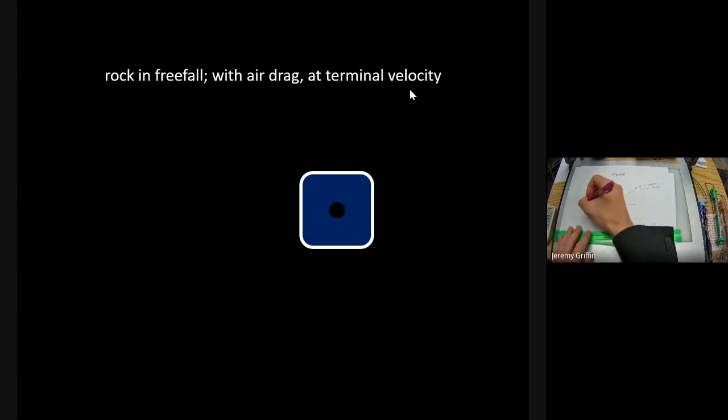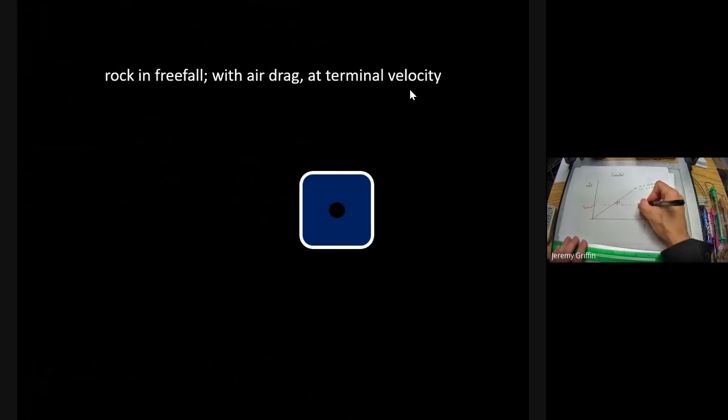I'm going to call this V terminal. That's a terminal velocity. Let me write that a bit bigger. This is called terminal velocity. And the actual curve then would look something like this.